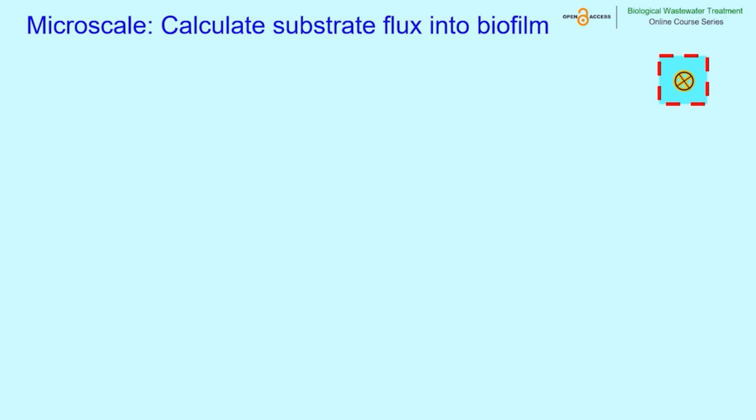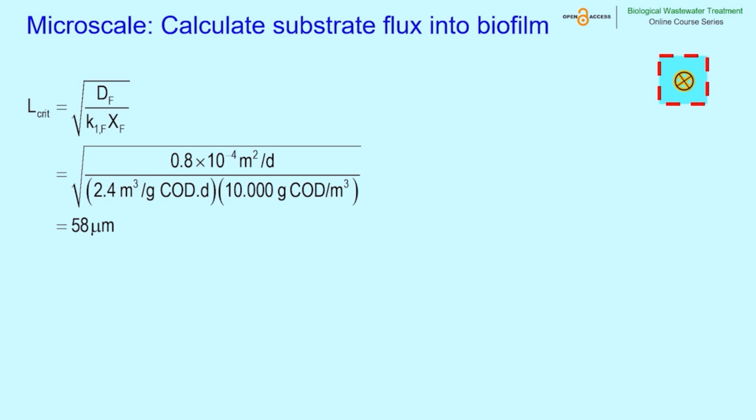First, we calculate the value of L crit. For our example, L crit equals 58 micrometers. Using L crit, we can calculate the value of LF over L crit. Earlier in this module, we plotted substrate concentrations over the thickness of the biofilm. Very low substrate concentrations inside the biofilms were observed for biofilms where LF was significantly larger than L crit. Based on this, we expect a steep decline of substrate concentration into the biofilm, also in our current example.